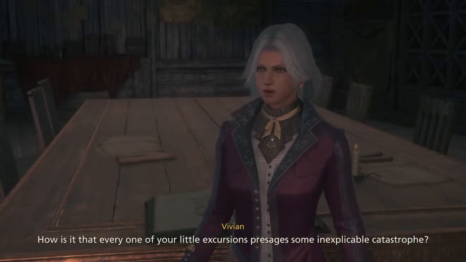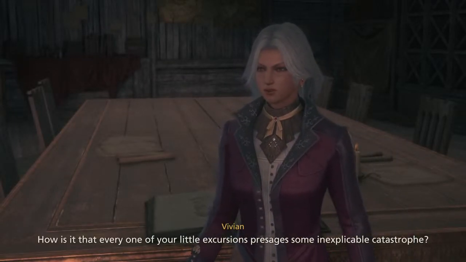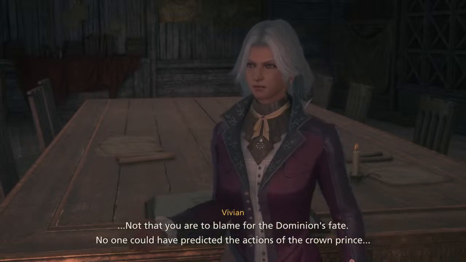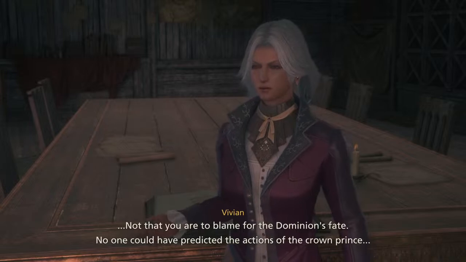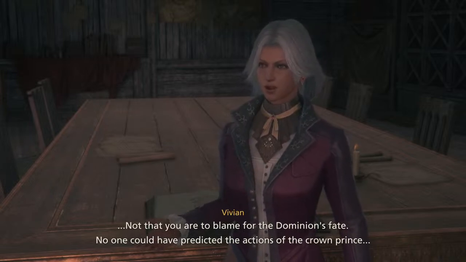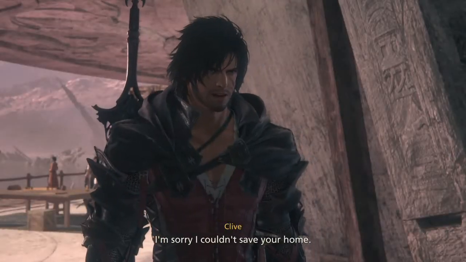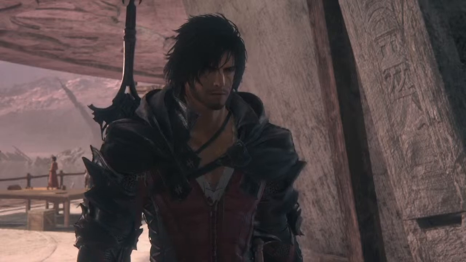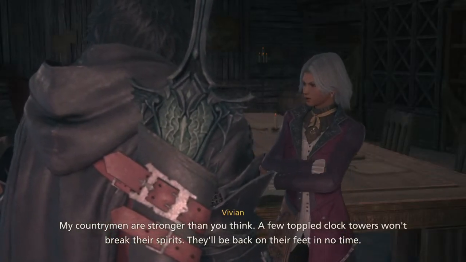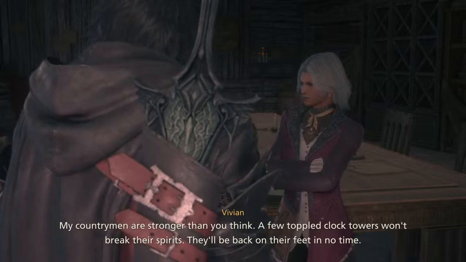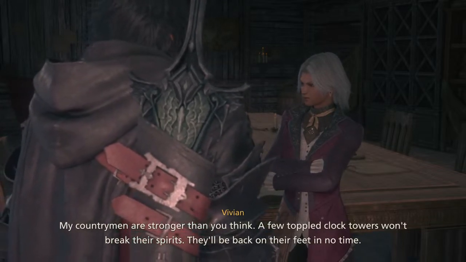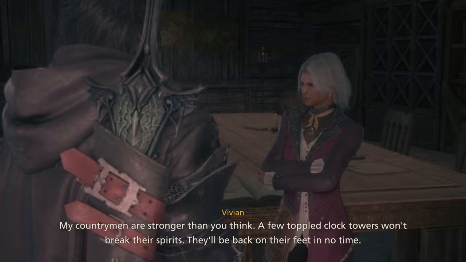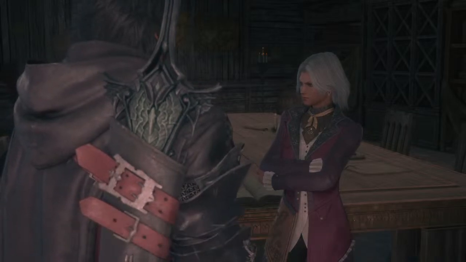How is it that every one of your little excursions presages some inexplicable catastrophe? Not that you are to blame for the Dominion's fate. No one could have predicted the actions of the Crown Prince. I'm sorry I couldn't save your home. My countrymen are stronger than you think. A few toppled clock towers don't replace their spirits. They'll be back on their feet in no time.